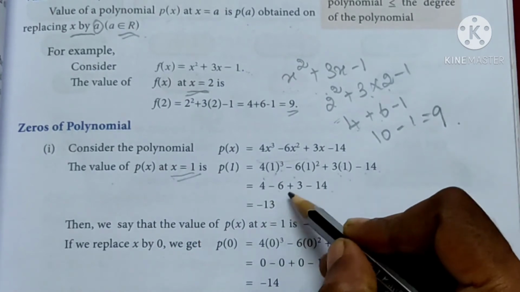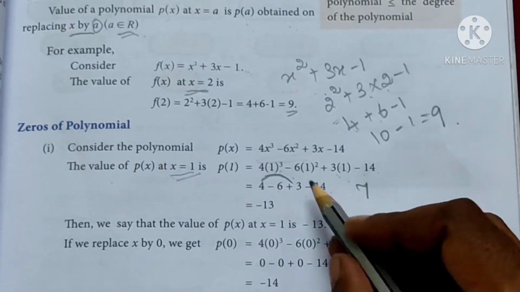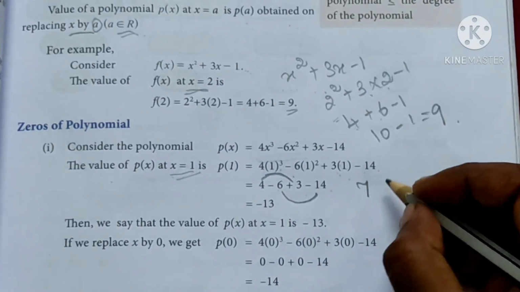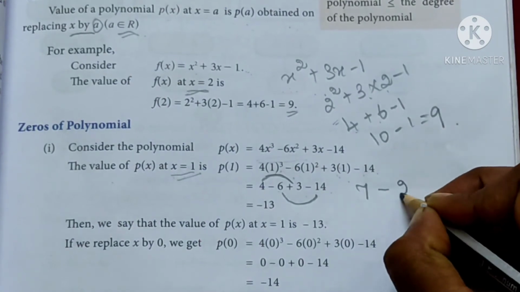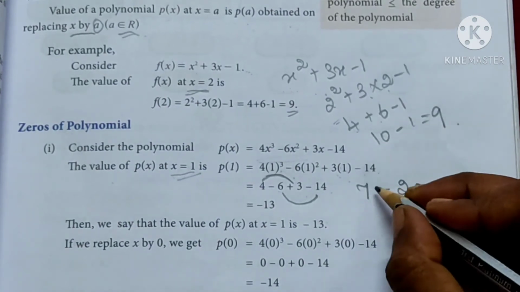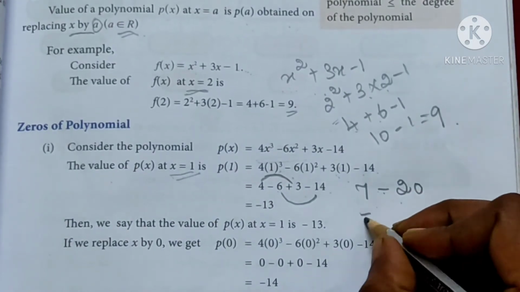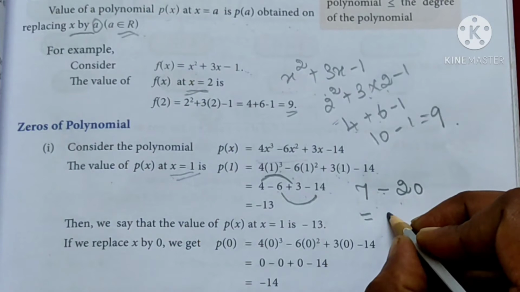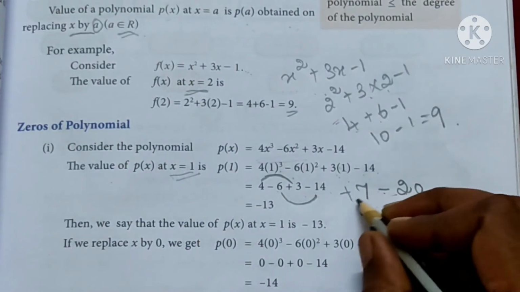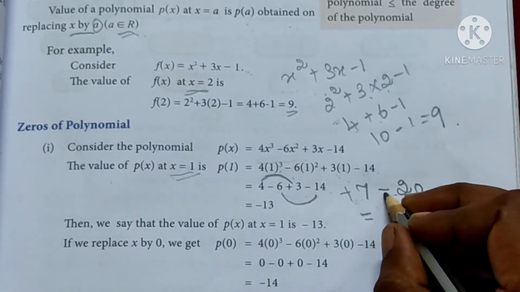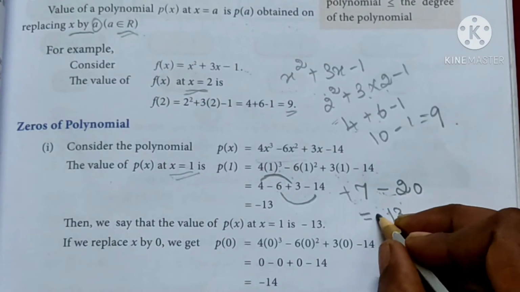So we add the positive terms. Positive terms 4 and 3. 4 and 3 is 7. Minus 6 and minus 14: the two numbers are negative, so we add but write the negative sign. Addition value is 20. Write the negative sign. So 7 minus 20: we subtract but write the greater number's sign, because one number is positive and the other is negative. So we subtract the numbers and write the greater number's sign. Subtraction value is 13. Greater number's sign is minus.